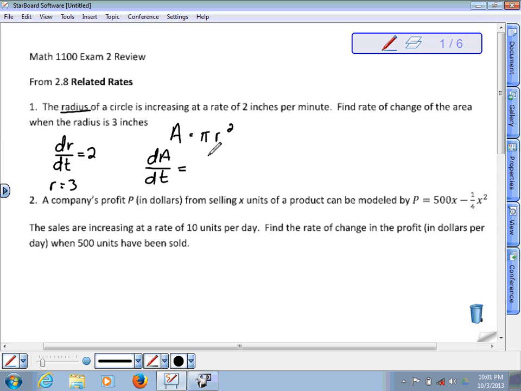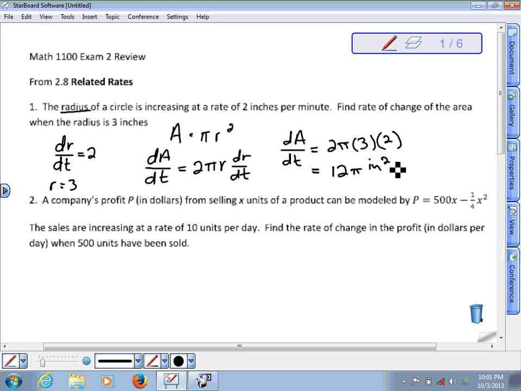This is an implicit differentiation. So now we take the derivative of the right side, 2 pi r dr/dt. And we know the value of dr/dt is equal to 2. The radius is equal to 3 right here. So the derivative of the area with respect to time is equal to 2 times pi times the radius 3 times the rate at which it's increasing, 2. This equals 12 pi inches squared per minute.